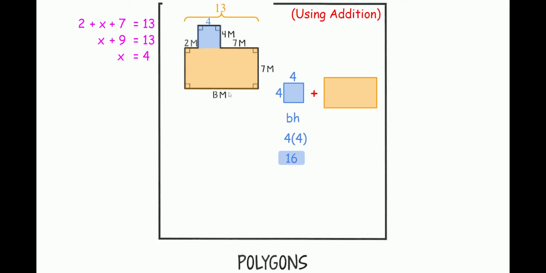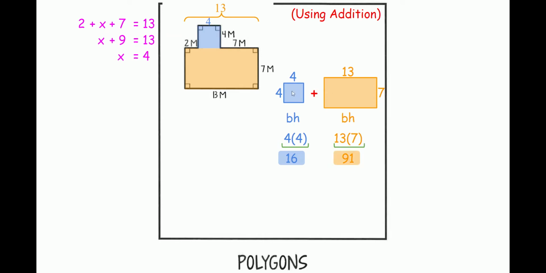Let's do our orange rectangle now. It is not 7 meters wide. It's not 2 meters wide. It is 13 meters wide. So write that 13 down. It's also 7 meters tall. So area of a rectangle is base times height. So 13 times 7 is 91.